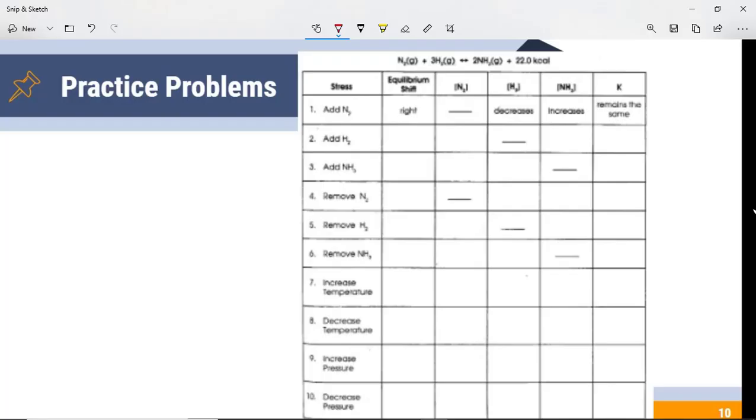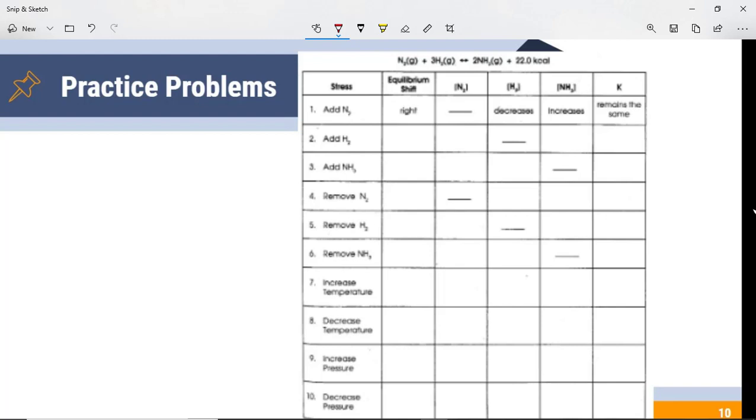All right, folks, so what am I going to ask you to do with this information? Well, it's very straightforward here. I'm just going to simply ask you which direction is the reaction going to shift? Am I going to increase my amount of products or increase the amount of my reactants based on this information here? So we have our equation up above.